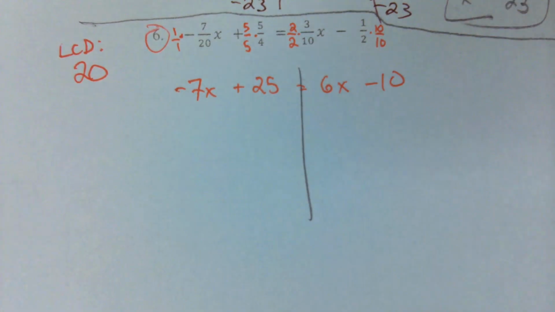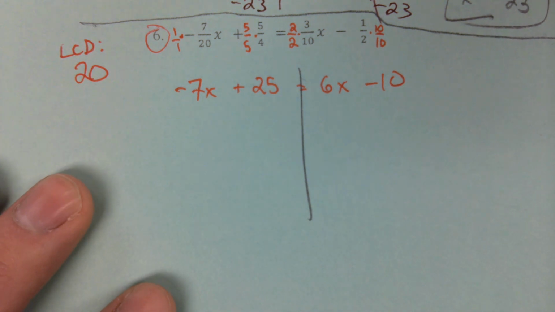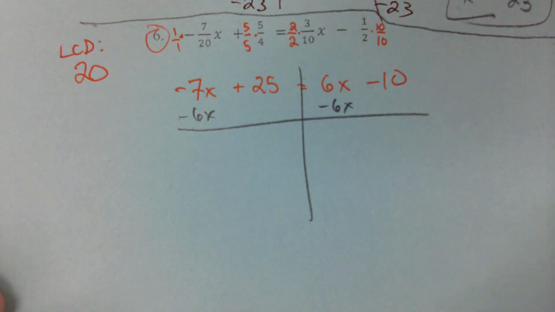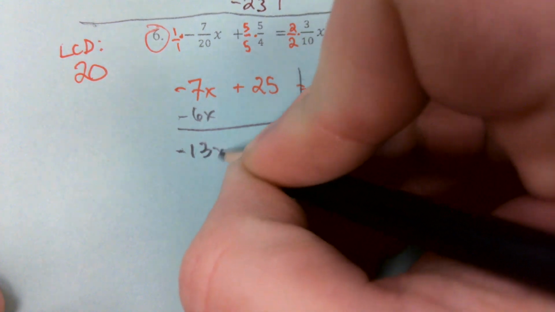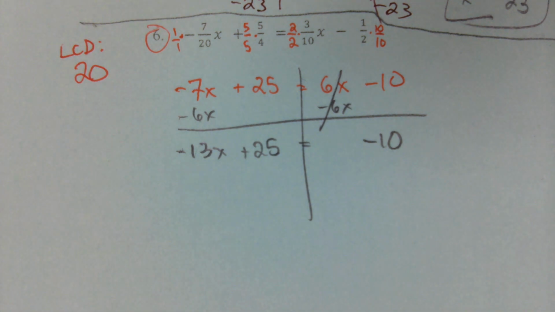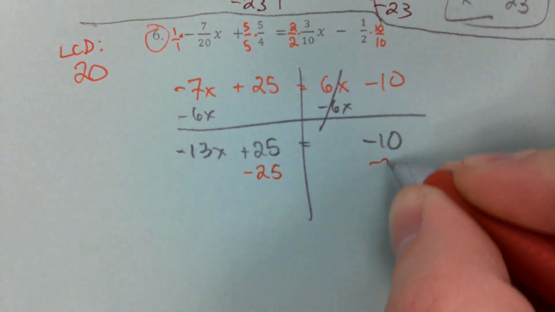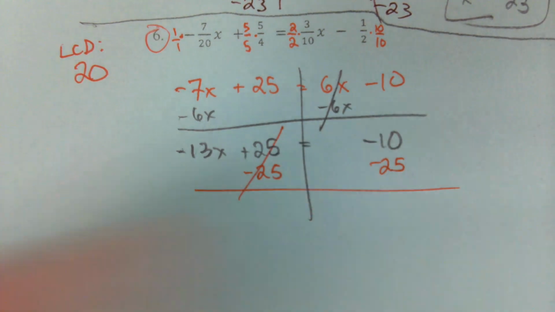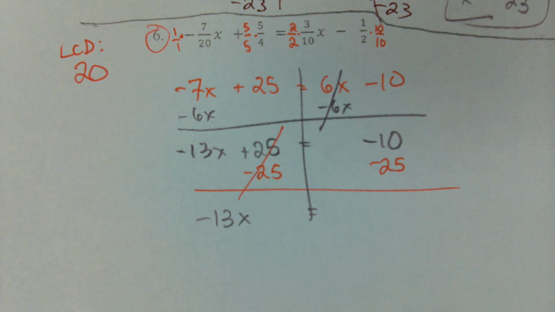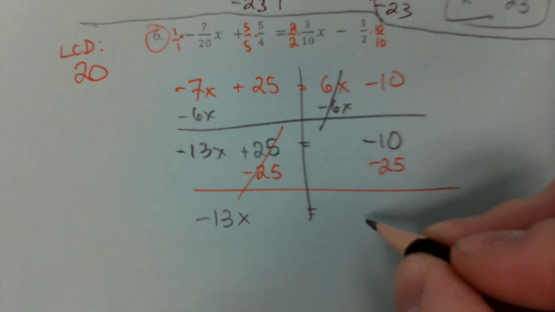All right, split this up. Let's go ahead and do something. What are we going to do? Maybe we could subtract 6x from both sides. Bring it over to the left. Sure, let's do that. We get negative 13x plus 25 equals negative 10. Now we're going to bring our constant over to the right, giving us negative 13x equals now what? What's negative 10 minus 25 more? Negative 35.